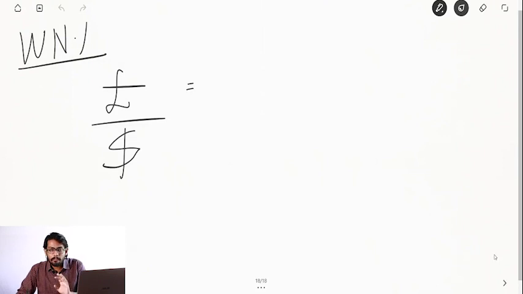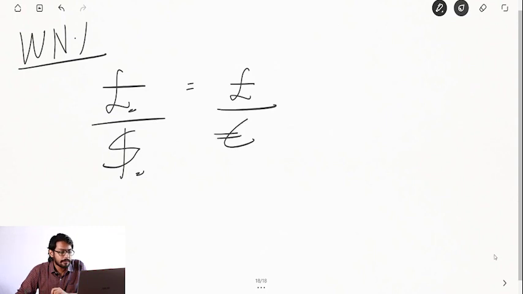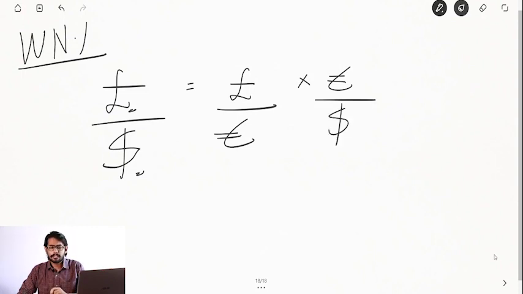The middle currency is euro. Pay attention and tell me if this relationship is correct. Pound by dollar is equal to pound by euro into euro by dollar. Is this correct? Euro and euro get cancelled, you get pound by dollar. Correct? So this is correct. You found out pound by dollar equals pound by euro into euro by dollar.